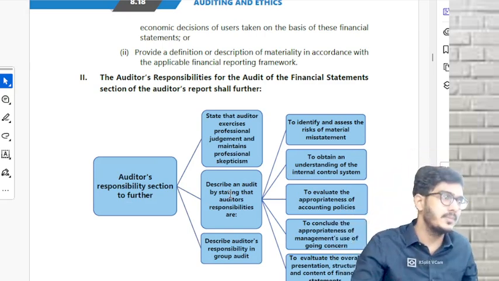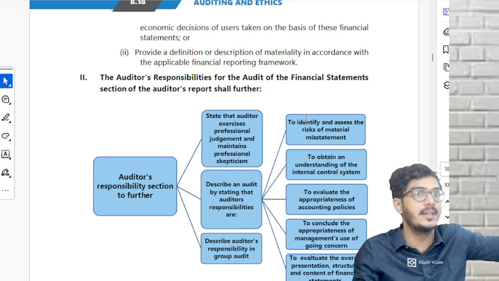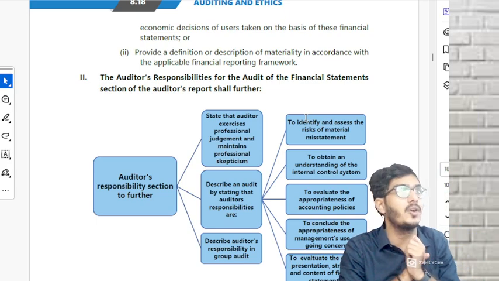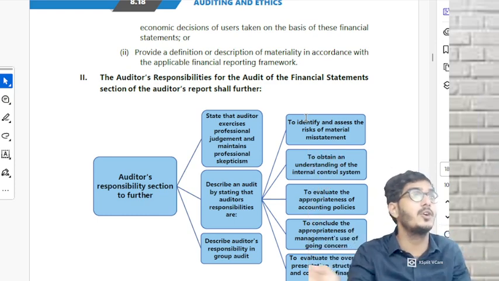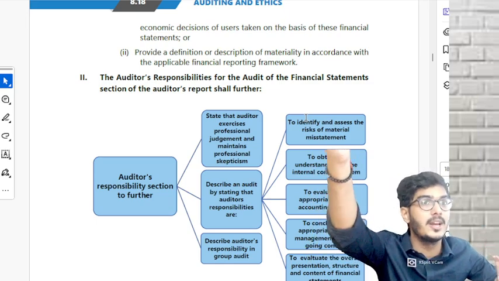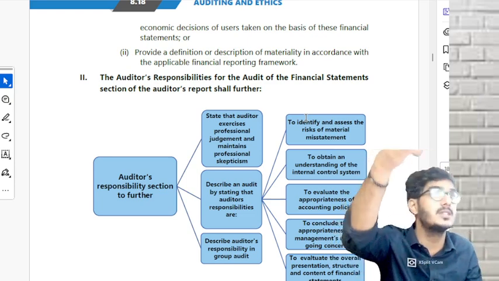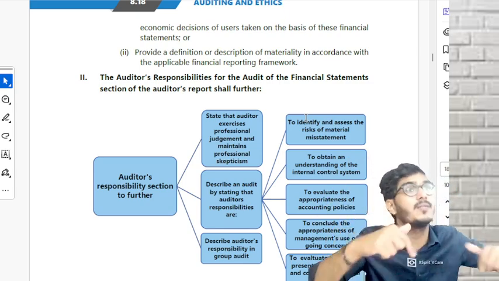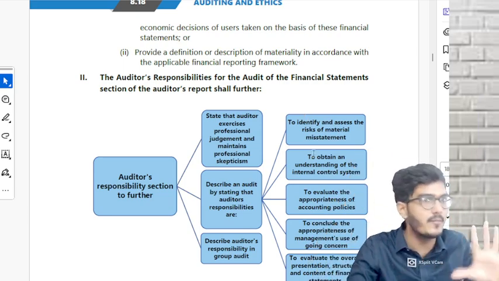Then comes the basic one, even more basic. Chapter 11 copy-paste. What was chapter 11? That box we did, the 5 responsibilities. What were they? First, he is responsible to identify the misstatements either due to fraud or error. Then he is responsible to check the overall preparation, presentation, and the framework of the financial statements. Third, he has to check whether the internal controls implemented by the management are effective, efficient and appropriate. Fourth, the accounting policies they have followed are appropriate in the given circumstances as per the AFRF. Fifth, going concern: again you check whether the going concern made is right or not. Same 5 points they have kept over here.